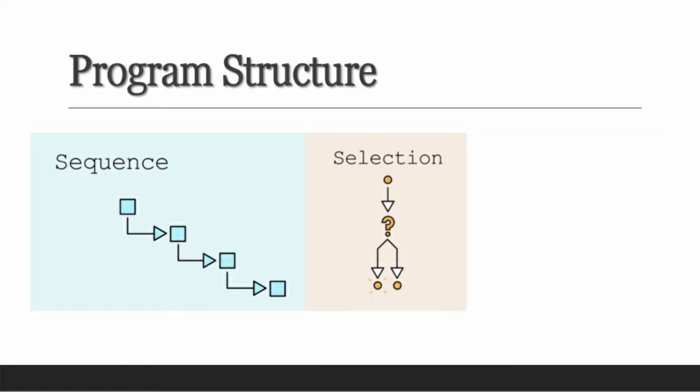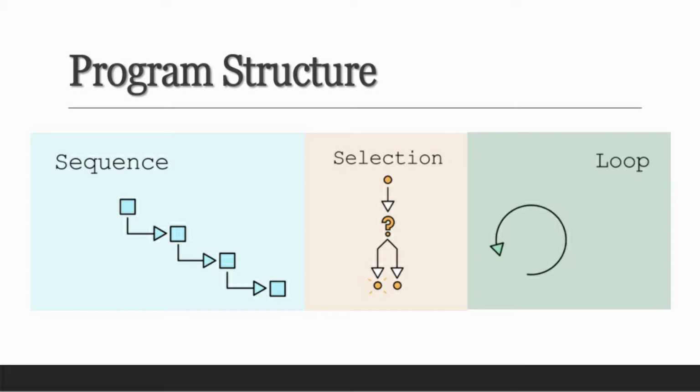There are also times that we need to create programs that will select which line of code is to be executed. This is what we call selection structure. But most computer programs involve statements that need to be repeated. This is where iteration or looping statements come in.